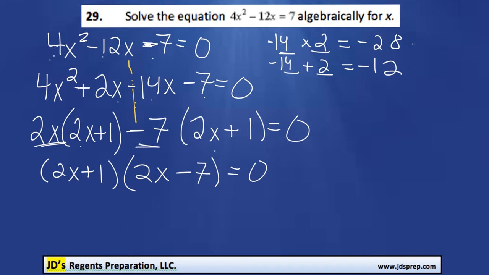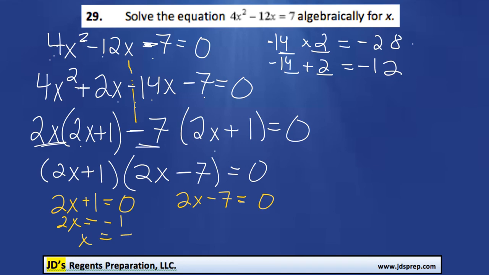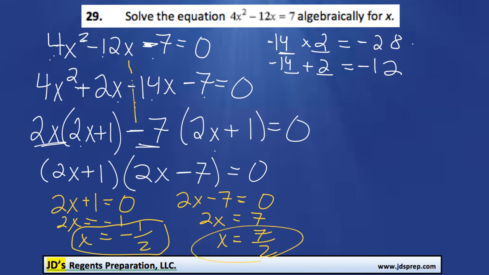Now that we're at this point, we can set both of these equal to 0, so 2x plus 1 equals 0, and 2x minus 7 equals 0, and then from there, solve for x. Here we would have 2x equals negative 1, which means x equals negative 1/2. And then over here, we'd have 2x equals positive 7, which means that x equals 7 over 2. And we're done. We've just solved the equation algebraically for x.